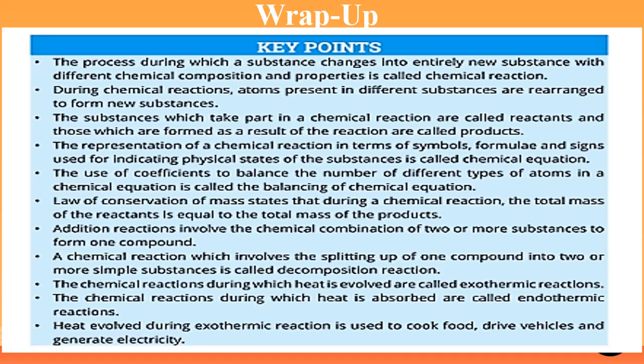The representation of a chemical reaction in terms of symbols, formulas and signs used for indicating physical states of the substances is called a chemical equation. This is how you can define a chemical equation. The use of coefficients to balance the number of different types of atoms in a chemical equation is called the balancing of a chemical equation. I hope you have understood and have a clear concept of balancing, which we have discussed in detail in the lesson.